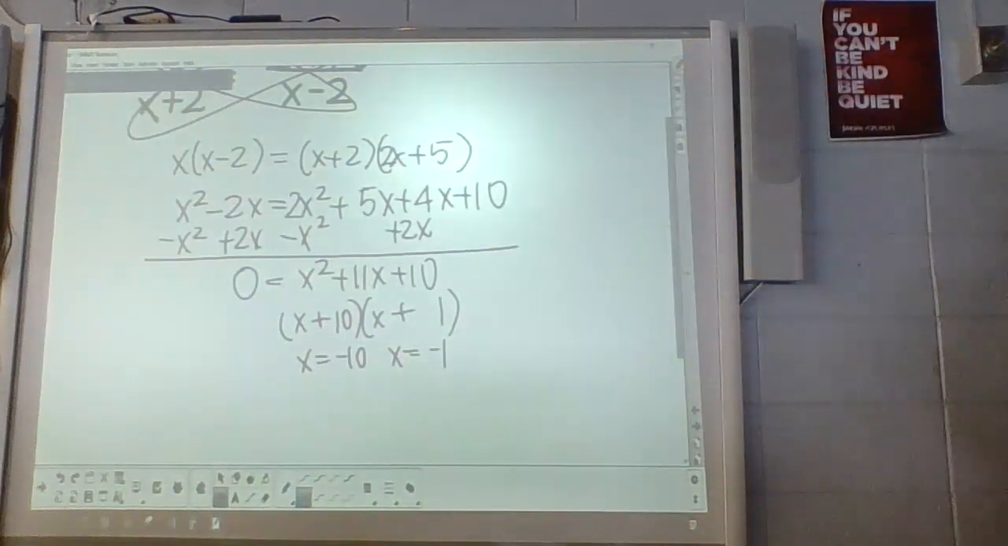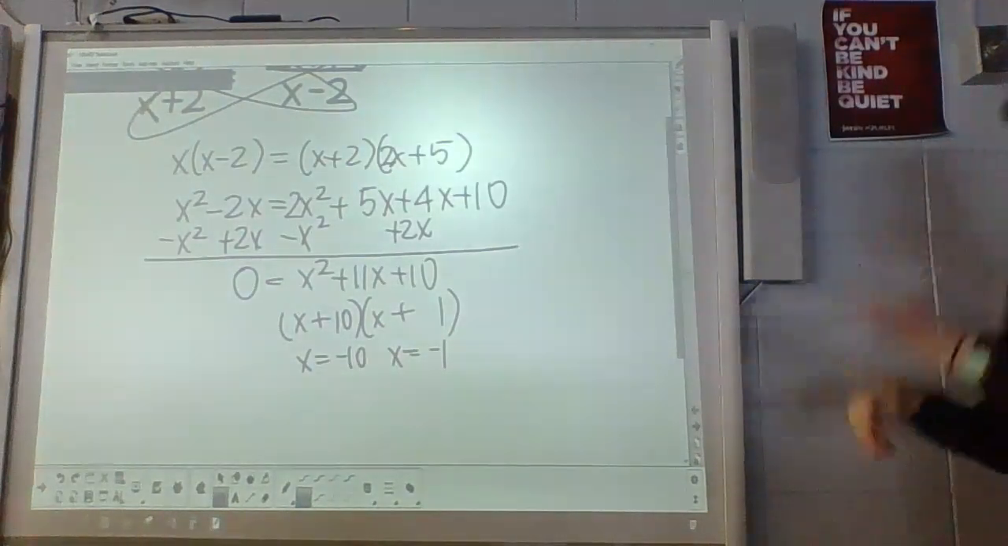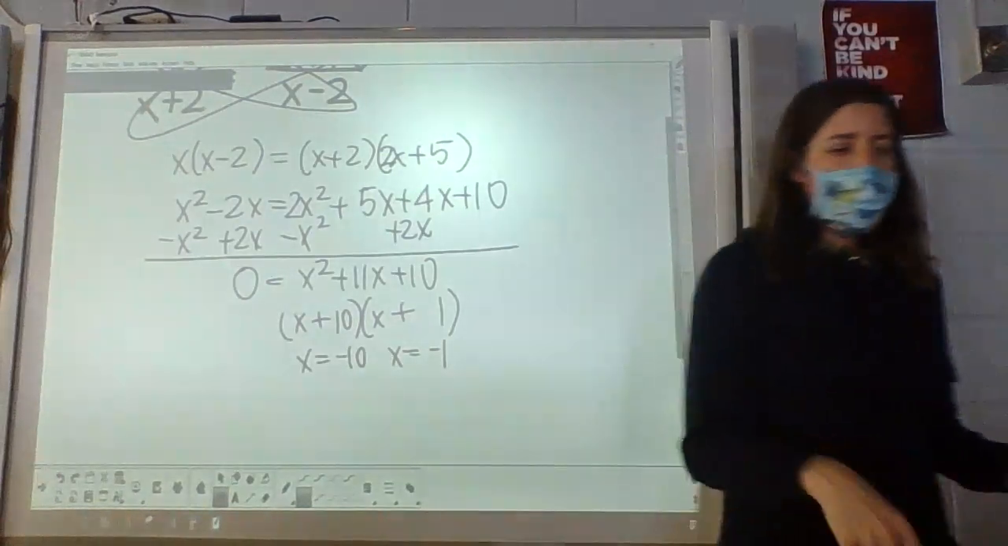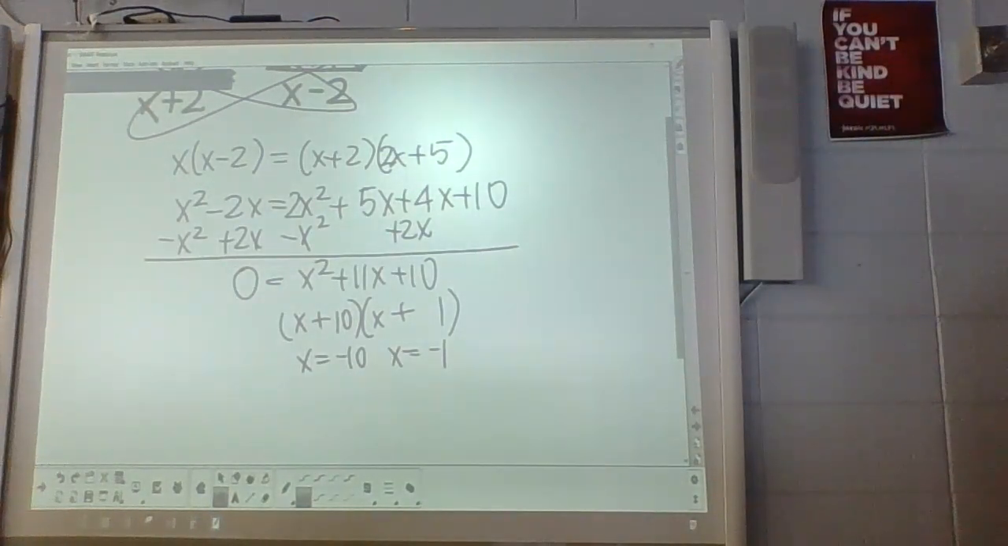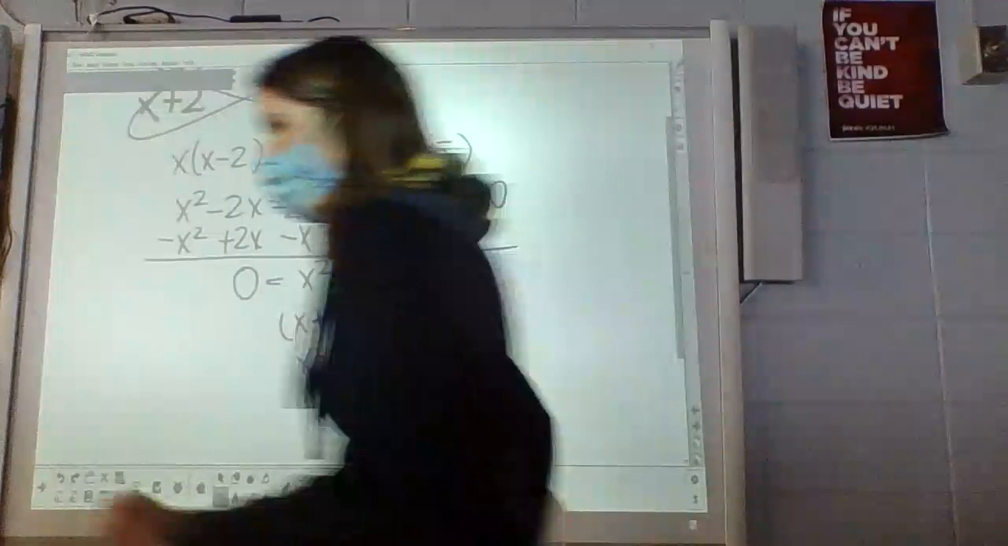So, guys, I moved everything over to one side. So I foiled and moved everything over to the one side. That's what I got. But if you're still working, multiply.